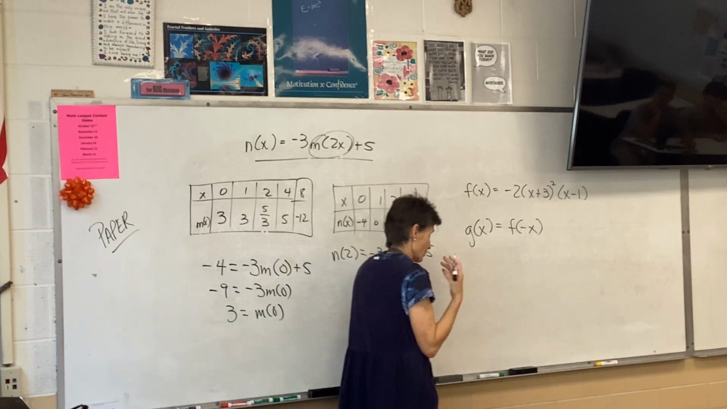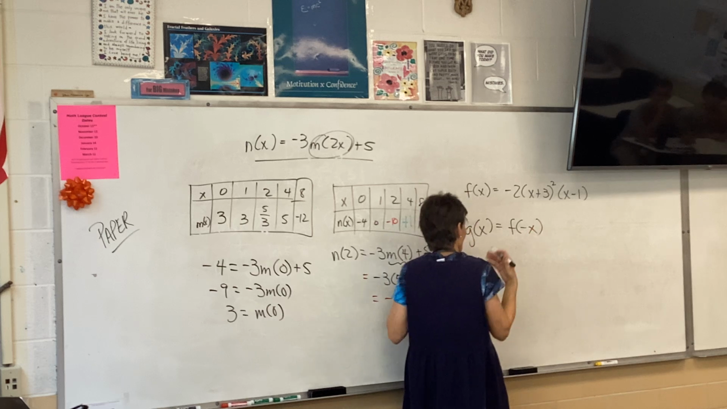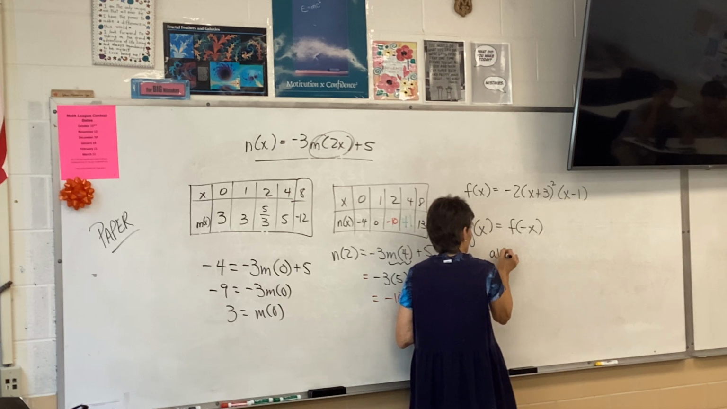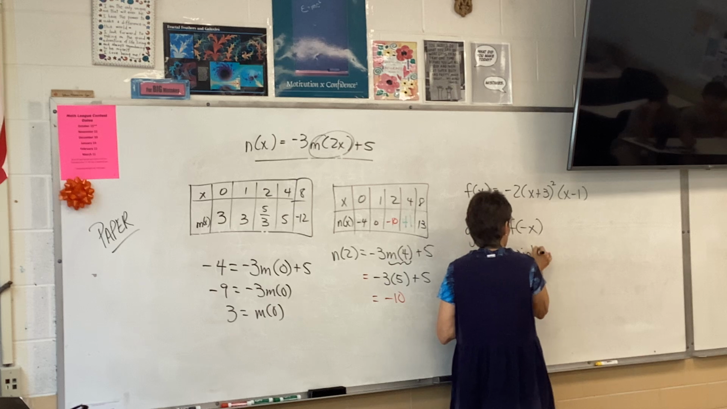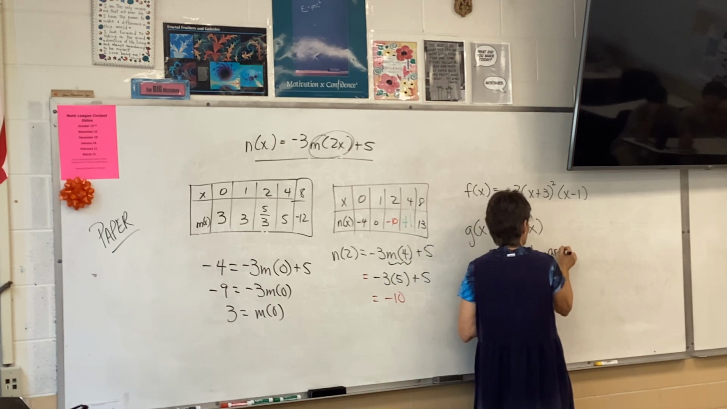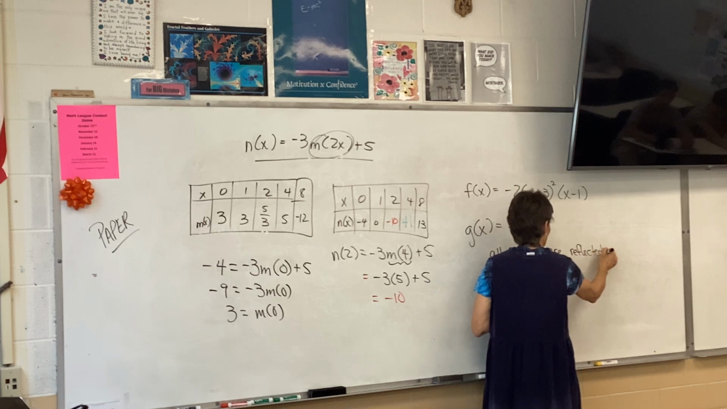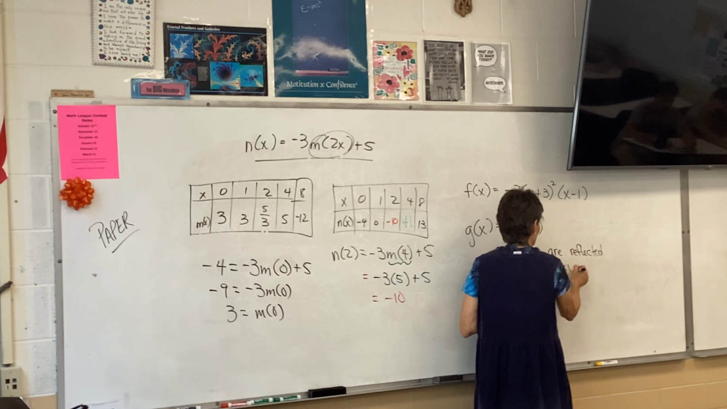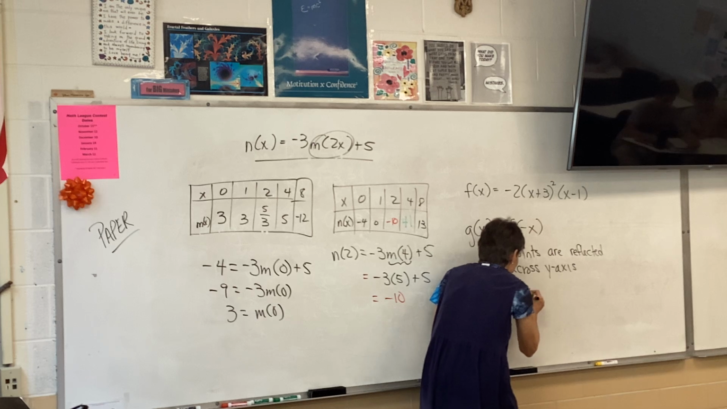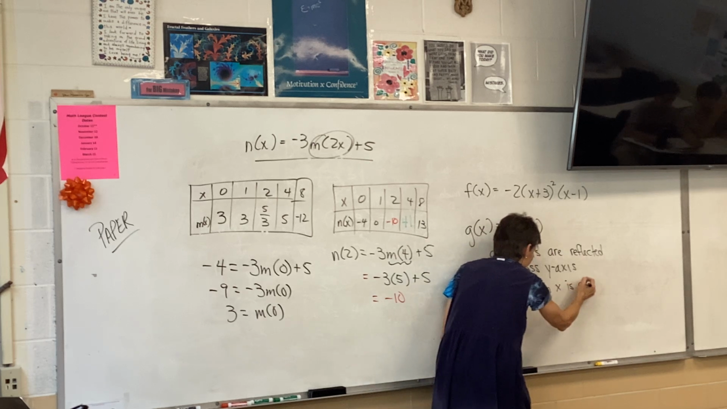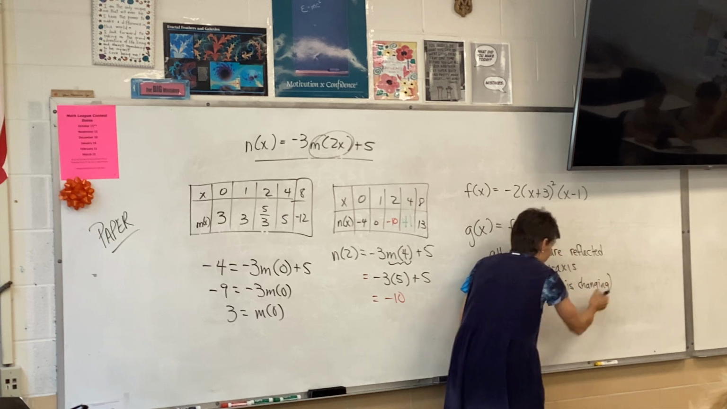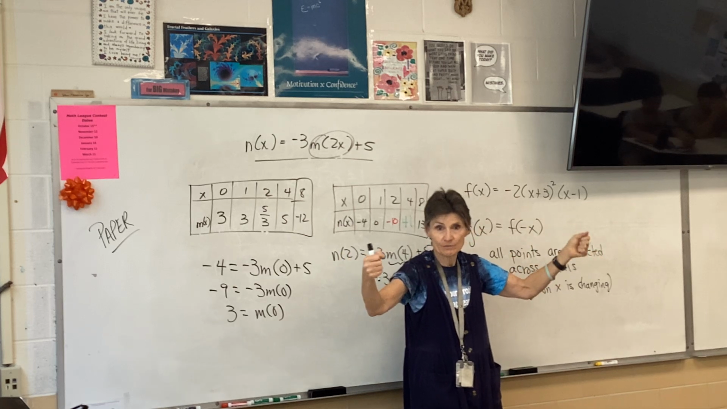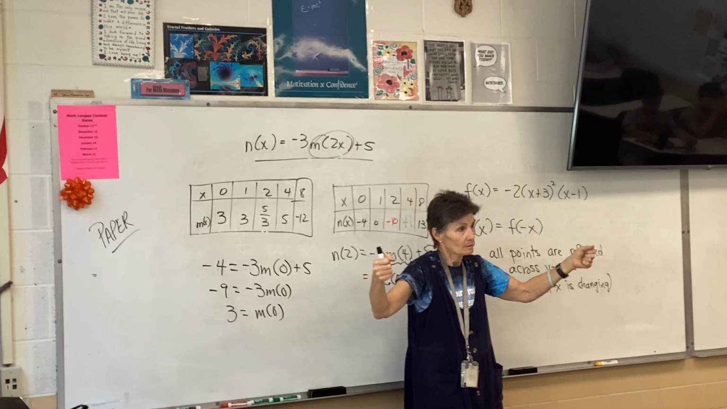G is f of negative x. All right, so let's write down in words just to see it. What does that mean? What has happened to G? Negative x has become positive. All the points are reflected across what? Which way are they going? Across the y-axis, right? So in other words, the sign on x is changing. If you were over here and you were positive 2, now you're over here, so you are negative 2, right?